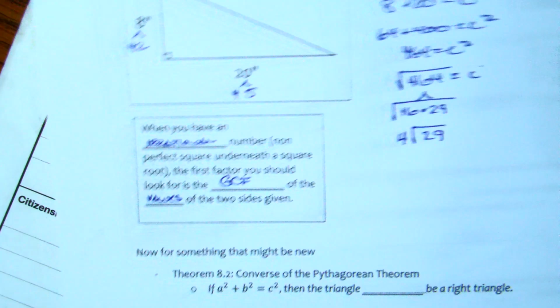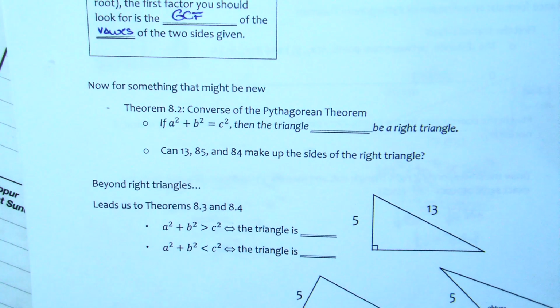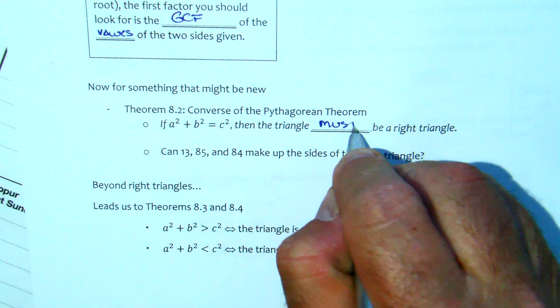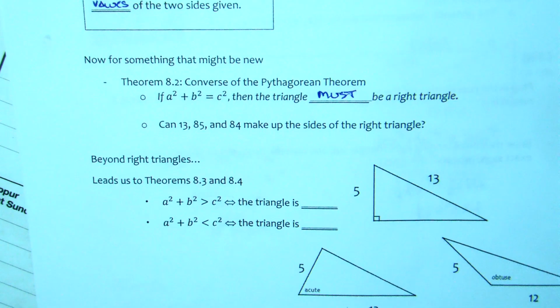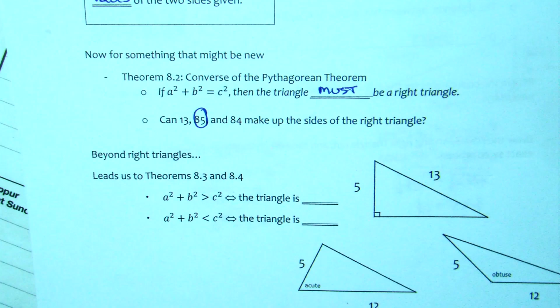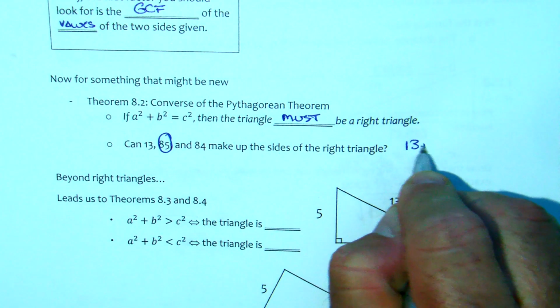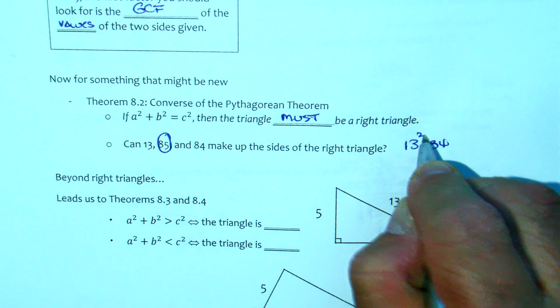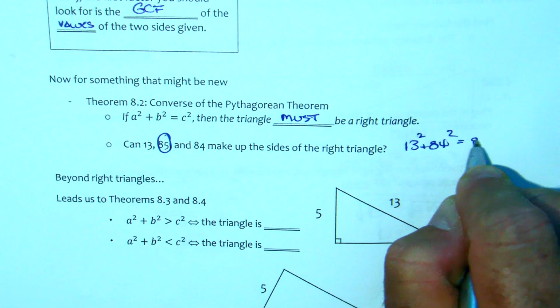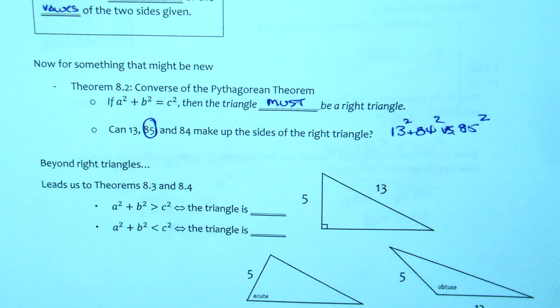Now, the second part of this first one, and I don't know how much of this you did last year, is the converse. If a squared plus b squared equals c squared, then the triangle must be a right triangle. All right. So now I'm looking at 13, 85, and 84. The first thing you have to identify is your biggest number. That's got to be the hypotenuse if it's a right triangle. So that'd be 13 squared plus 84 squared. And I'm going to put the phrase versus 85 squared because I don't know if it's equal yet.